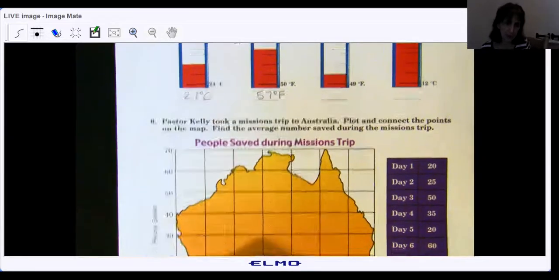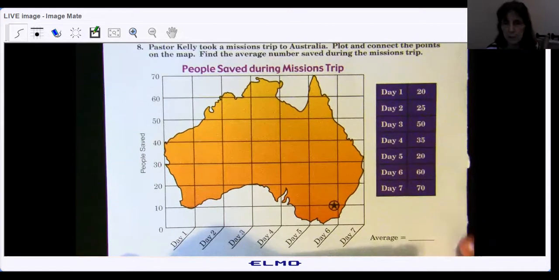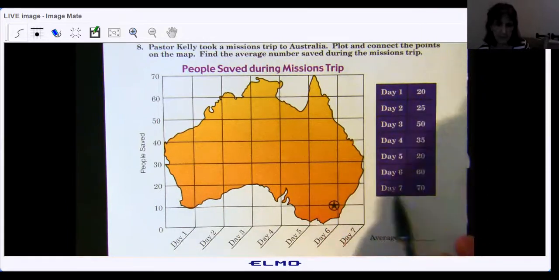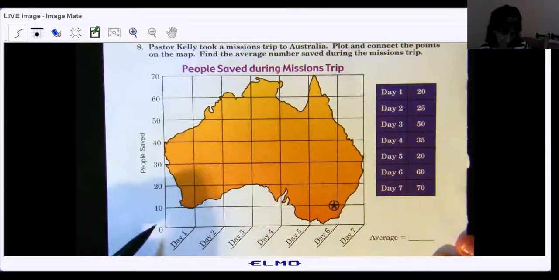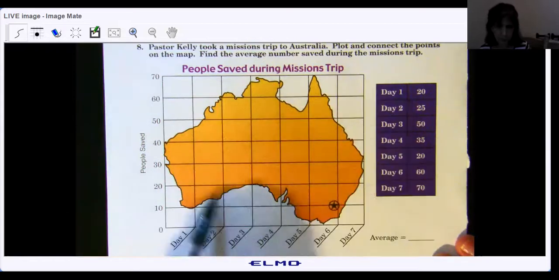Let's go down to 8. Pastor Kelly took a mission trip to Australia. Plot and connect the points on the map. Find the average number saved during the mission trip. All right, day 1 is labeled on the, day 2, 3, 4. The days are on the bottom. The scale is on the left-hand side from 0 to 70. And that is a map of Australia. You have the title, People Saved During Mission Trips.